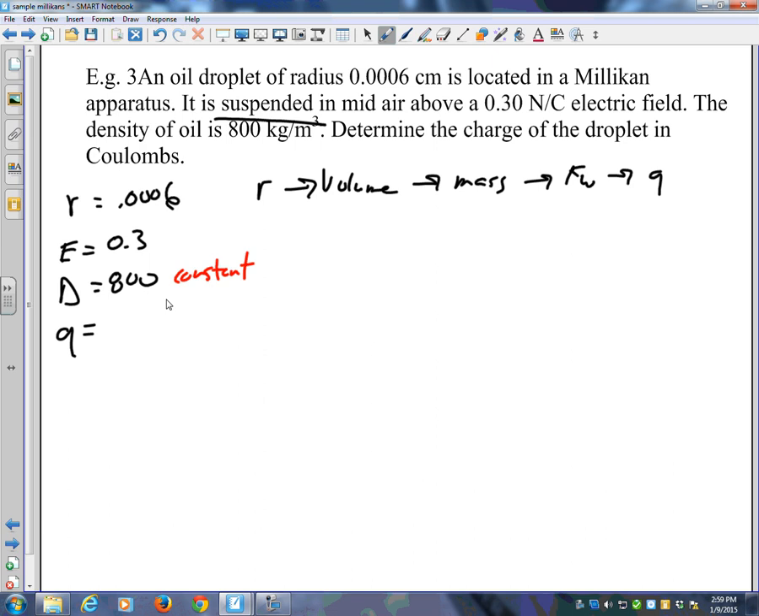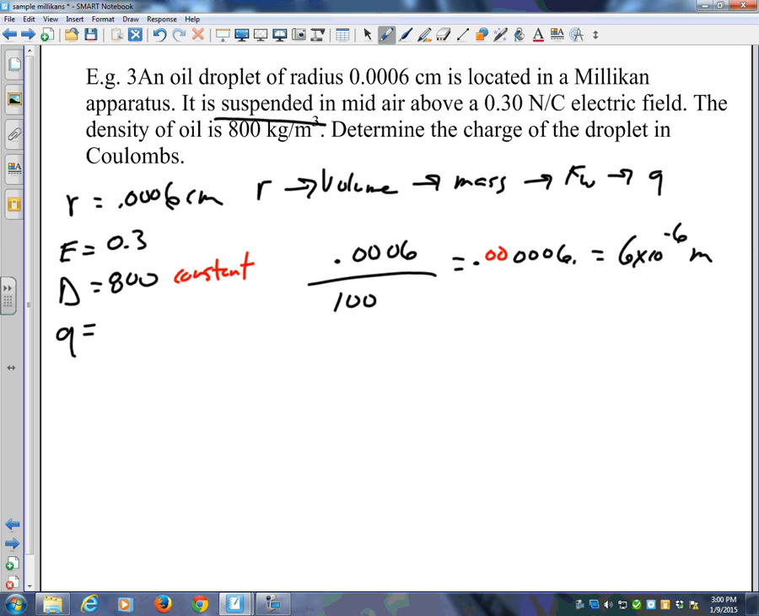Okay. How do I go from radius to volume? First step, this is in centimeters. The first thing I need you to do is take 0.0006 centimeters. How do you go to meters? Divide by 100. How come? Because there's 100 centimeters in a meter. So it's going to be two more zeros, 0.00, and then the ones from before, which is 1, 2, 3, 4, 5, 6. 6 times 10 to the minus 6 meters. All I did there was convert centimeters to meters.